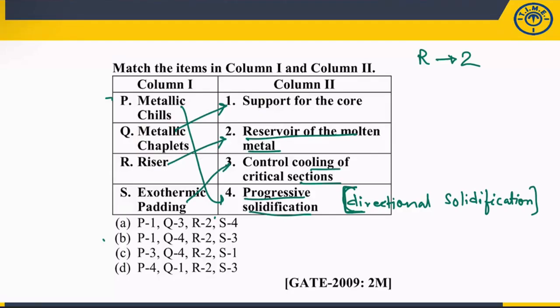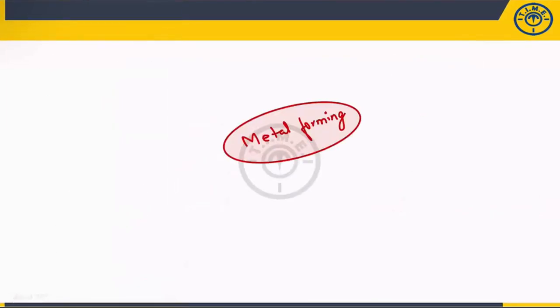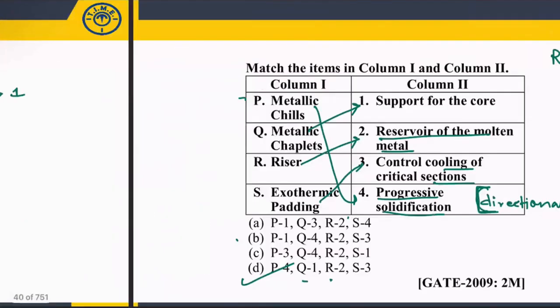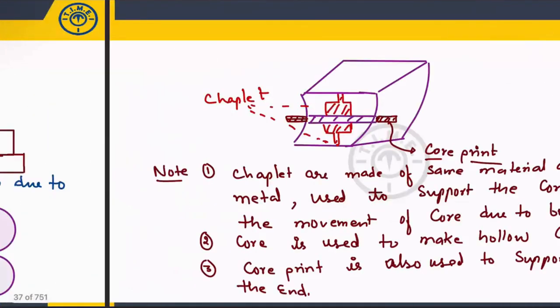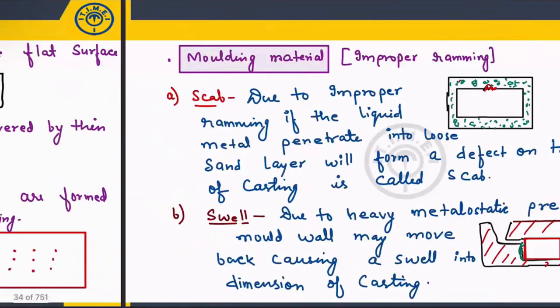What will be the answer? Yes. P is 4 and Q is 1. R is 2 and S will be 3. Option D is the correct one. Clear? Yes. Now we will move to the next domain. Or if you want, you just make a note of these defects also.